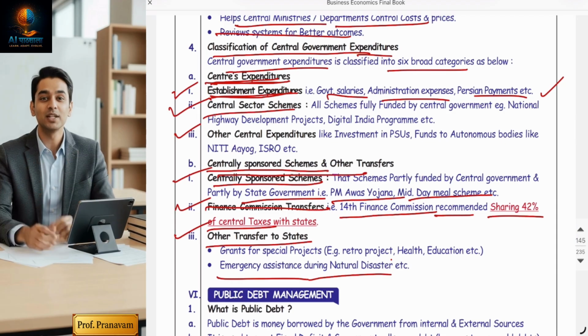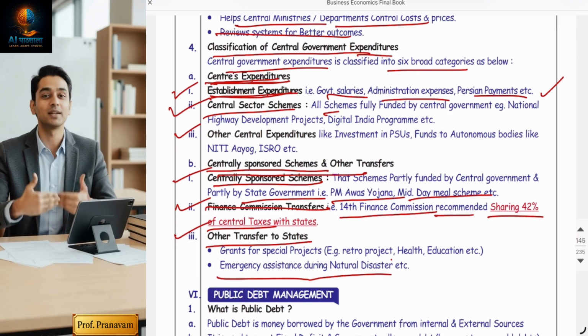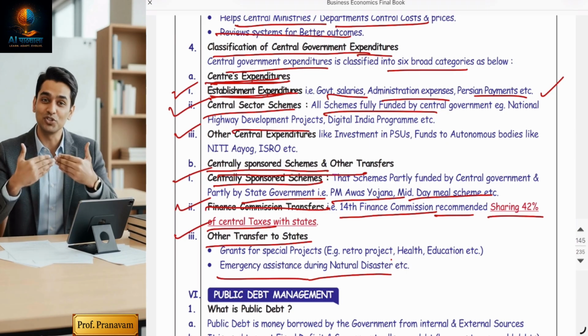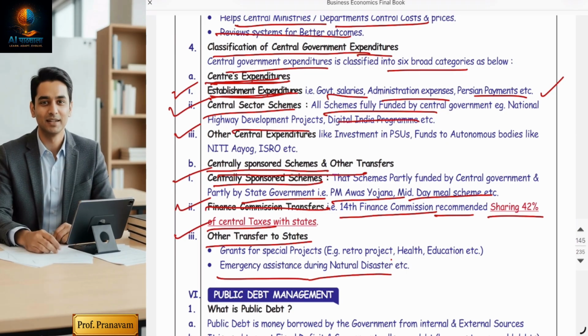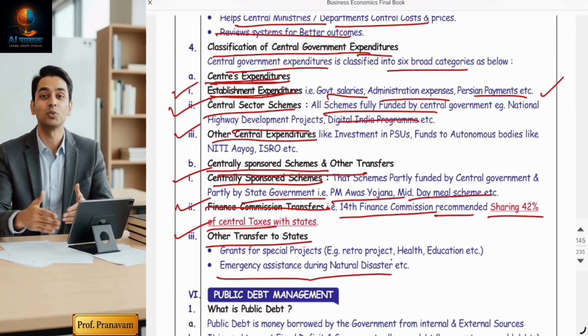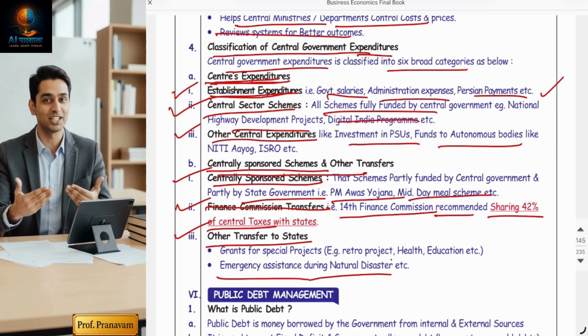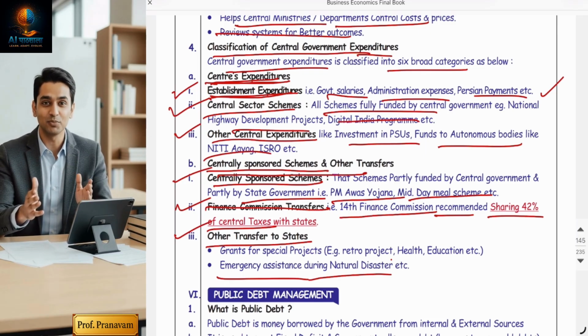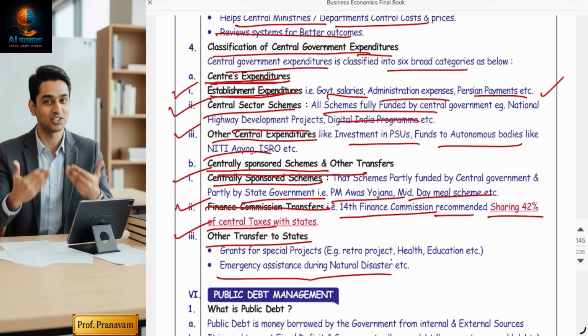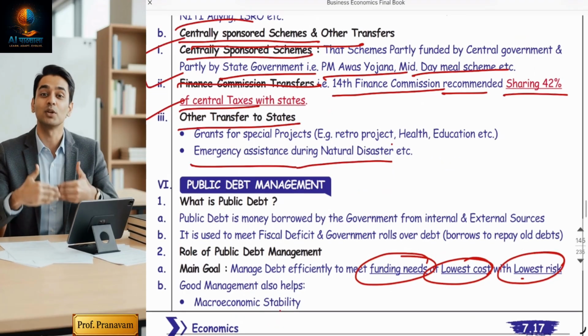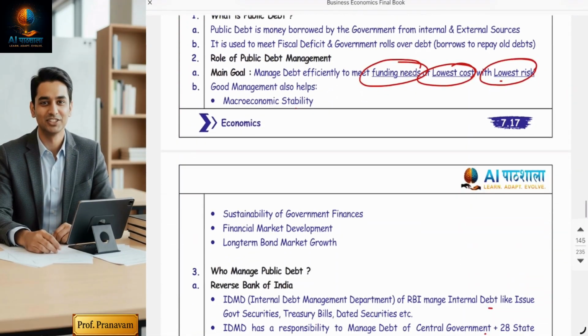Then central sector schemes. Guys, some schemes are fully funded by the central government, which are called central sector schemes, like national highway development projects, the Digital India program, etc. And other central expenditures are like investment in public sector units, and funds to autonomous bodies like Niti Aayog and ISRO. So many types of expenditures are there, broadly divided into six categories. Hope you understood public expenditure management, its importance, and the types of expenditure the government incurs, right?